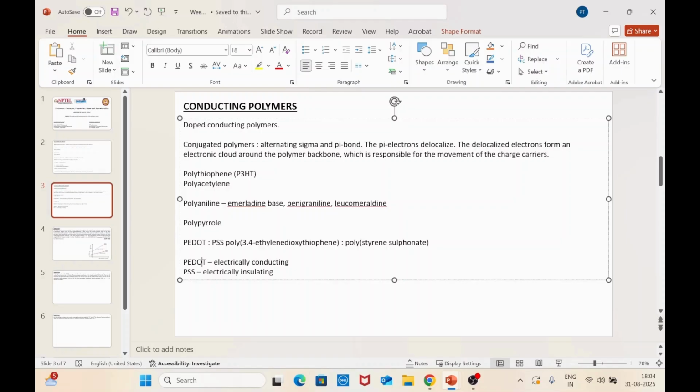Again, as I said, this is a very brief overview of the conducting polymers. Again, its mechanism is deep. So whoever is interested in conducting polymers, I would request them to read more about their charge carrier transport, their application, their synthesis. So it's a wide area of research in itself, in polymers itself. So this is a very brief overview of conducting polymers.